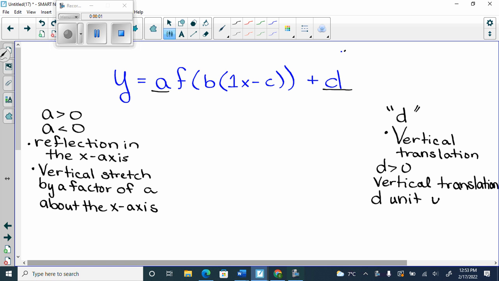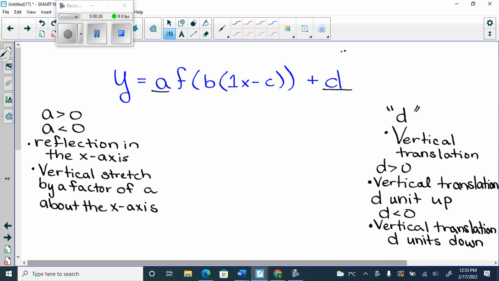D units up. And if D is less than 0, it's a vertical translation. D units down. If I was making a trig summary or a transformation summary, this might be how to start. So those are the two things that are vertical, correct? Which means they affect which variable?